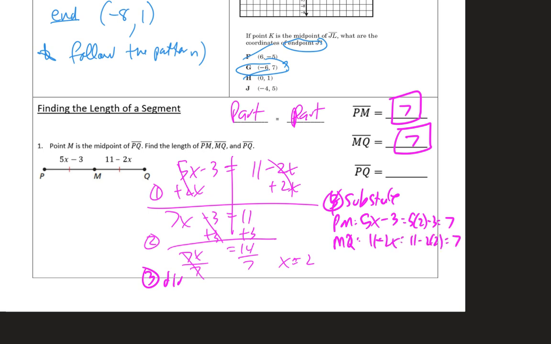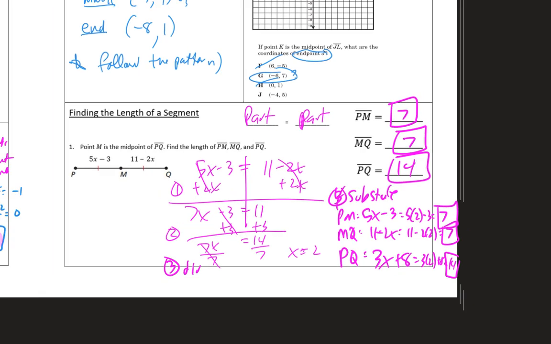All right, and then what about PQ? How much would we expect that to be? Well, we should expect it to be 7 plus 7, right? We should expect it to be 14, right? So let's check. That's going to be 5x plus 2x, which is 7x... negative 3 plus 11 is 8, equals 3 times 2 plus 8, right? Which is equal to 14. So that is our correct answer.